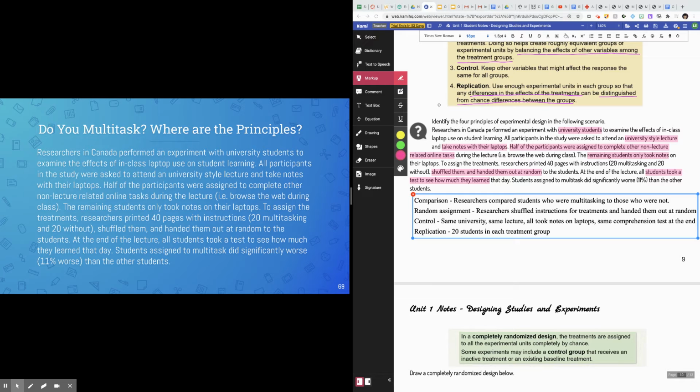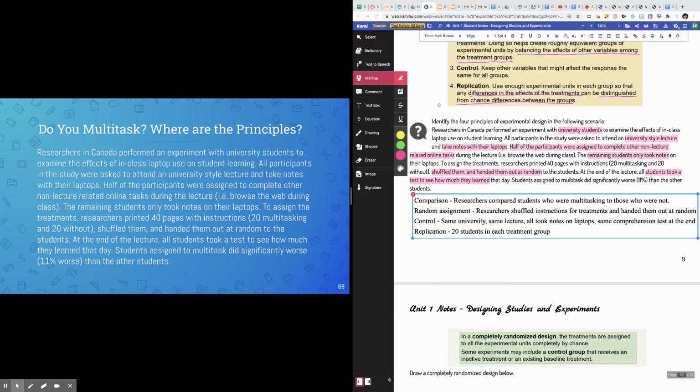For random assignment, they stated it directly in the scenario that the researchers shuffled the instructions and handed them out at random. Okay, for control, there are lots of ways that they controlled this study. They went to the same university, all of the students went to the same lecture, they all had to take notes on laptops, versus some people writing with paper and pencil. There was none of that. They all had to take notes on laptops, and they all took the same comprehension test of the lecture at the end. Okay, so they controlled for a lot of possible confounding there, right?